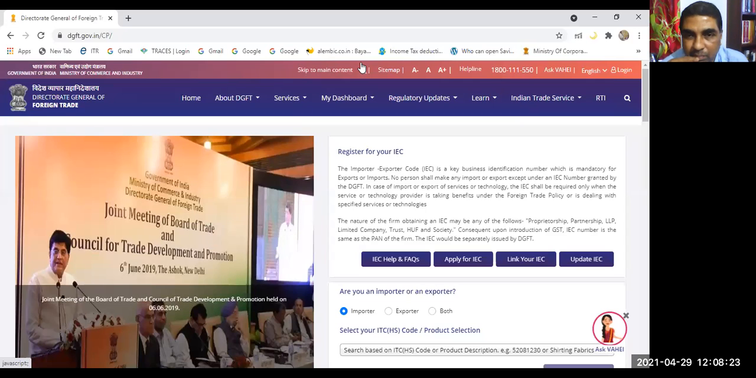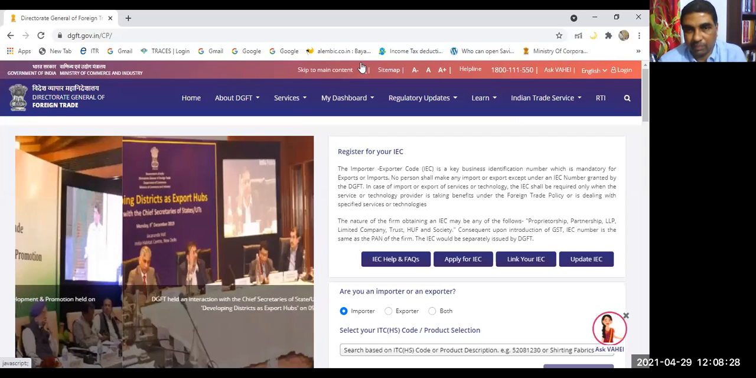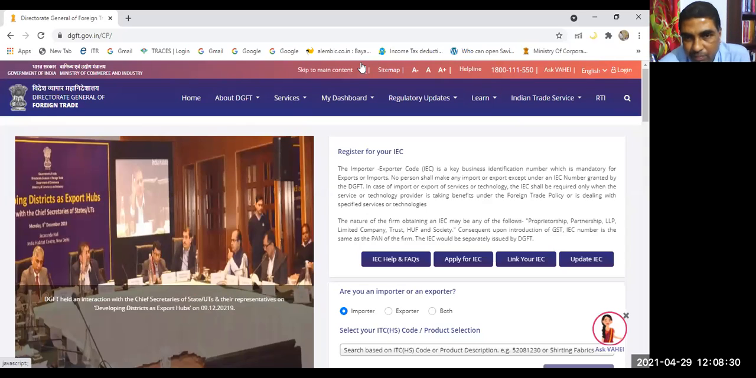The importer exporter code is a key business identification number which is mandatory for exports and imports. Then... okay, it's not audible. Can somebody else read it quickly?